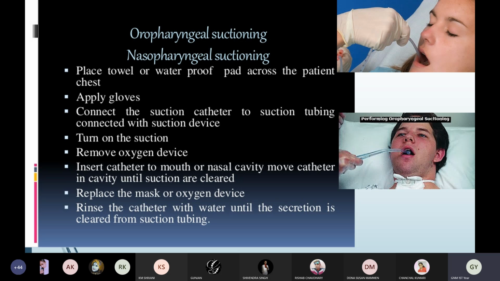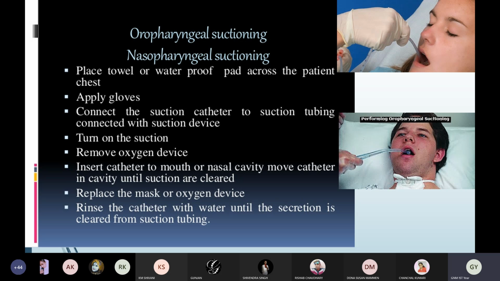Connect the suction catheter to the suction tube which is connected with the suction device. The suction catheter we use can be of any type: a plain suction catheter, a thumb-control T type suction catheter, or a Y type. Any suction catheter we can use. The suction catheter has to be attached to the suction tube, which will connect to the suction machine. We have to check the connection, that there is no leakage in between. Then turn on the suction. Once the connection is tight, we will turn on the suction machine.